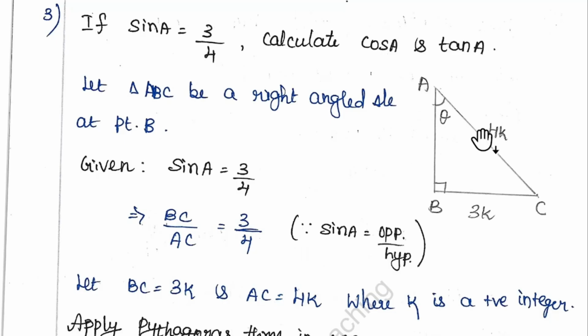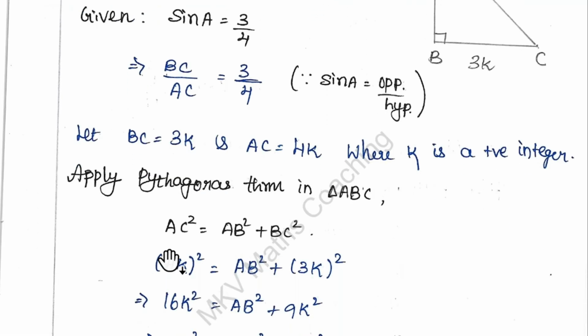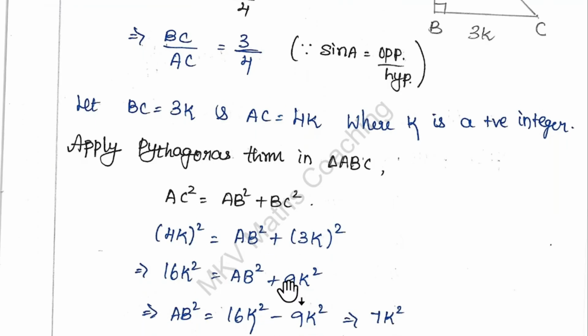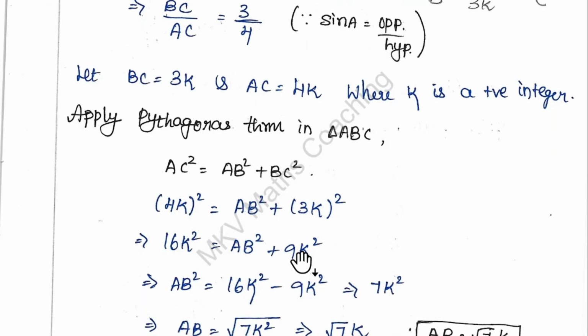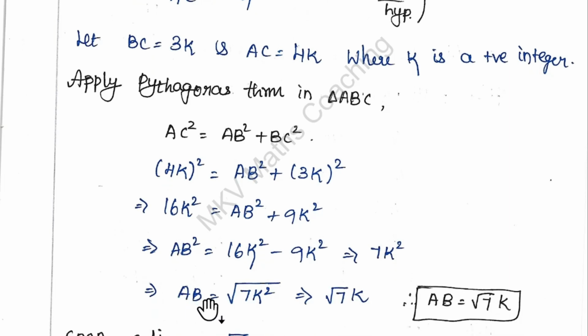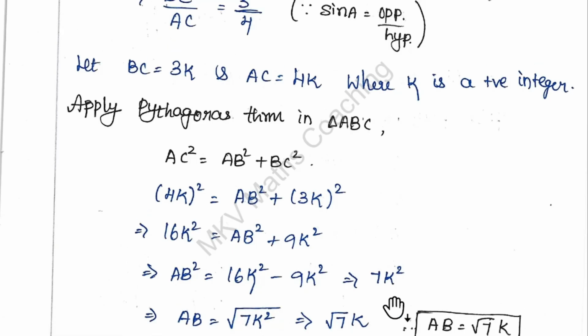So just use the Pythagoras theorem. AC square equal to AB square plus BC square. I'm just substituting. The AC is 4k square, BC is 3k square. So 16k square equal to AB square plus 9k square. Just send this 9k square this side, you get 7k square. If we take the square root, k square alone you can take, square and root will get cancelled, but root 7 we cannot do anything. So write root 7 as it is, and k you can take out of the square root. Since it is k square, square and root will get cancelled. So AB value will be root 7k.